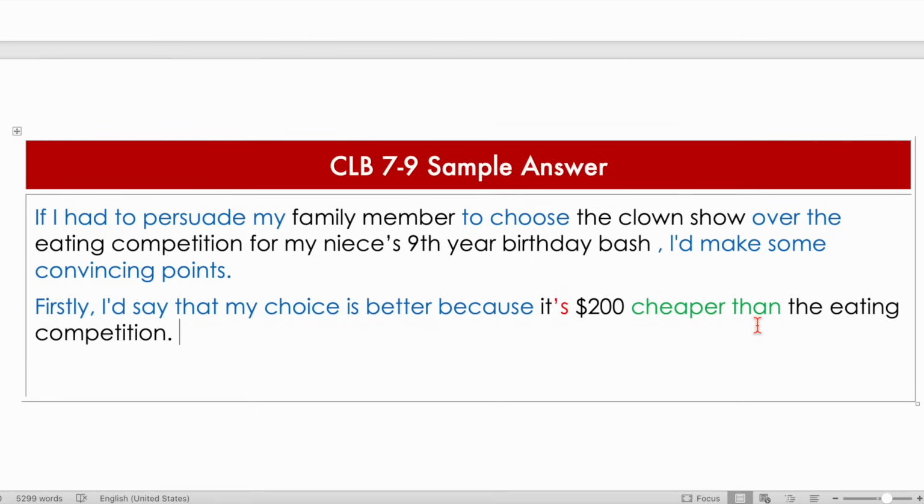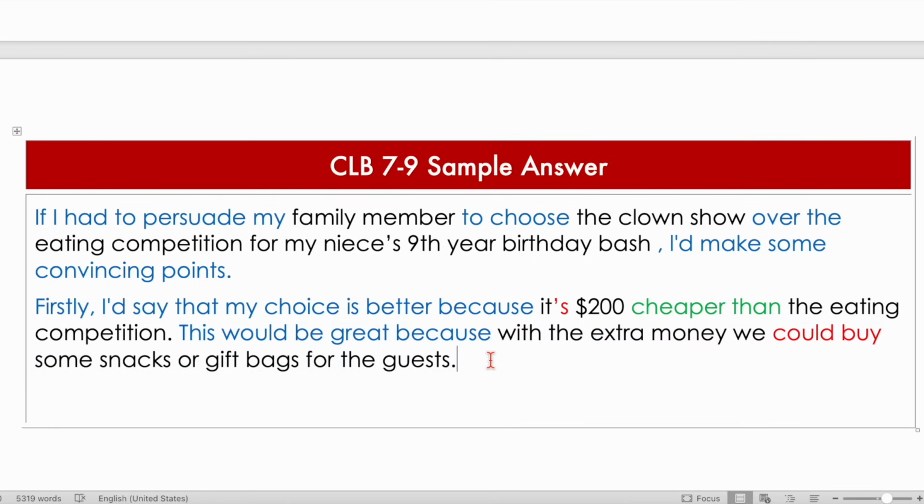We need to try to use that comparative language as much as we can. Now, we're going to explain why it's $200 cheaper. This would be great because with the extra money, we could buy some snacks or gift bags for the guests. So there you go. It's $200 cheaper, and then it says that's great. And it explains that with the extra money, gift bags, right? Children always want gift bags. So there we go. We gave that example. So that's good enough for the first idea.